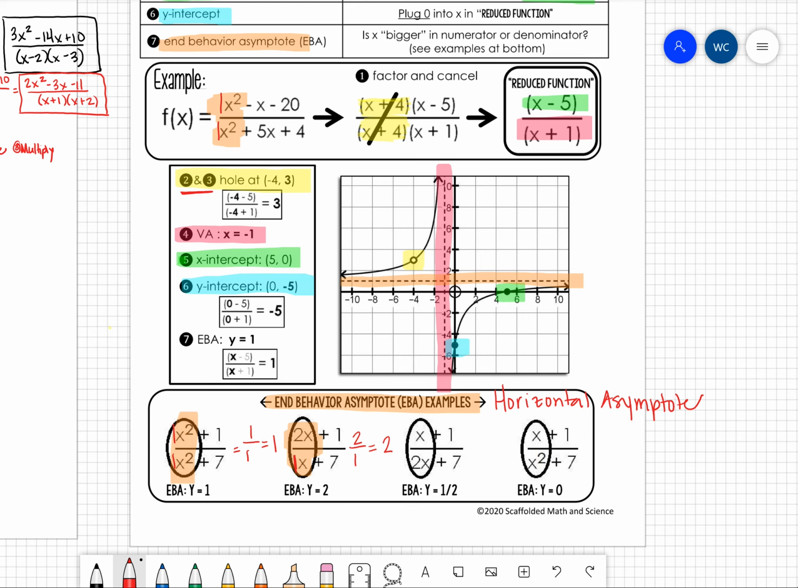Now in this case, again, I have an x over a 2x. They are identical to each other. So I know I'm going to drop them so that I get 1 over 2, which is 1/2.